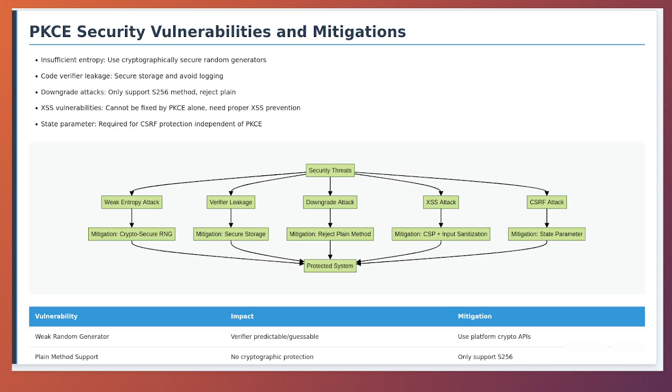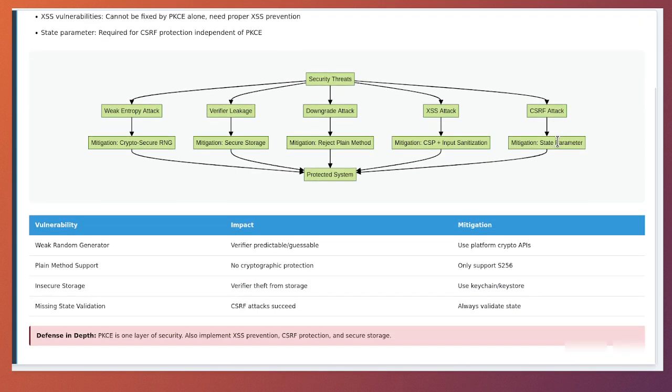Downgrade attacks occur when an attacker forces the client to use weaker security mechanisms. If a client supports both PKCE with S256 method and the legacy plain method, an attacker might intercept the authorization request and modify the code challenge method parameter to plain. The client would then send the code verifier itself as the challenge, defeating PKCE's security. The mitigation is to only support the S256 method, reject any responses that indicate plain method was used, and ensure authorization servers reject plain method requests entirely.